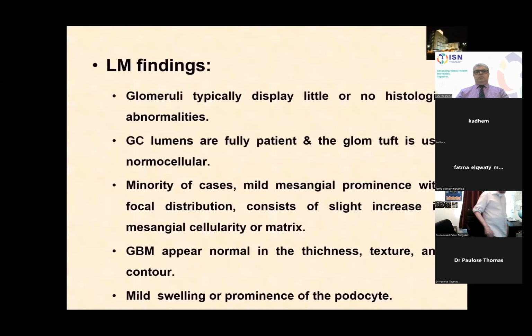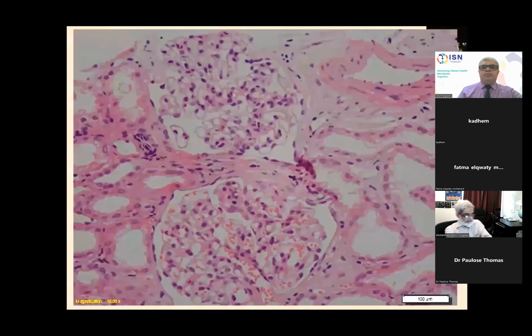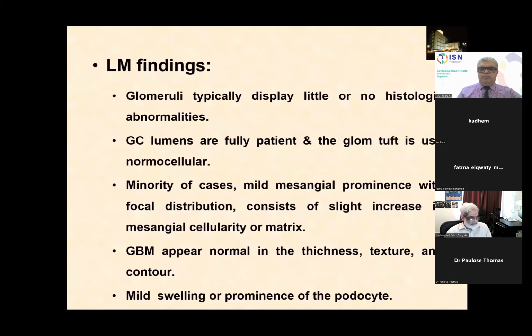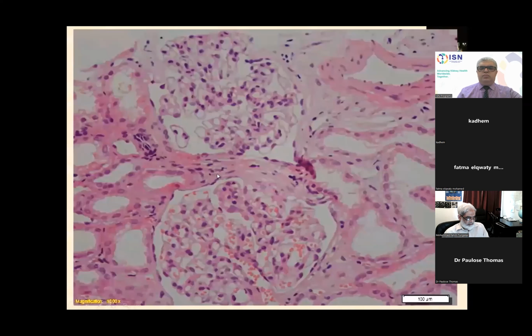By light microscope, typically the glomeruli display little or no histological abnormalities. Glomerular capillaries are fully patent. In a minority of cases, there is mesangial prominence. The glomerular basement membrane appears normal in thickness, texture, and contour. Like in this photo, which shows two glomeruli with patent capillary tufts, no mesangial increase and no hypercellularity, and the tubules show normal configuration. Also here is a section in an arterial wall, also within normal.